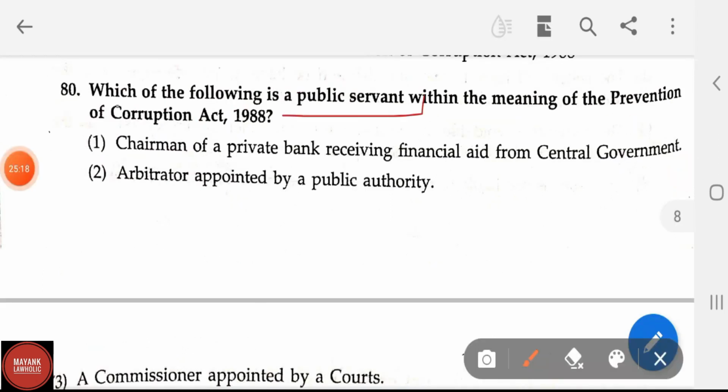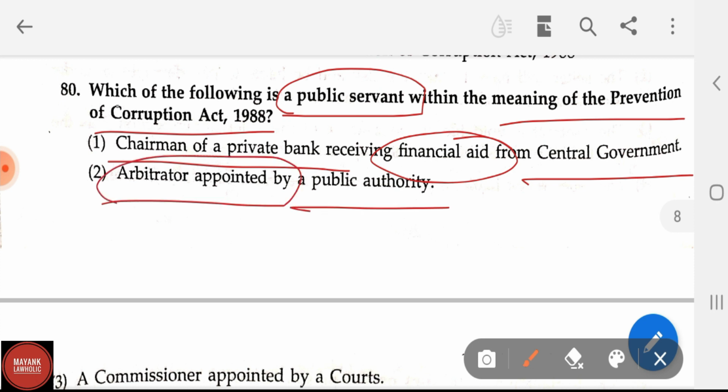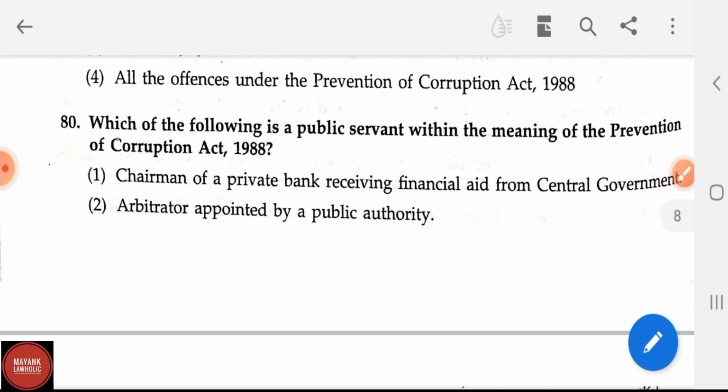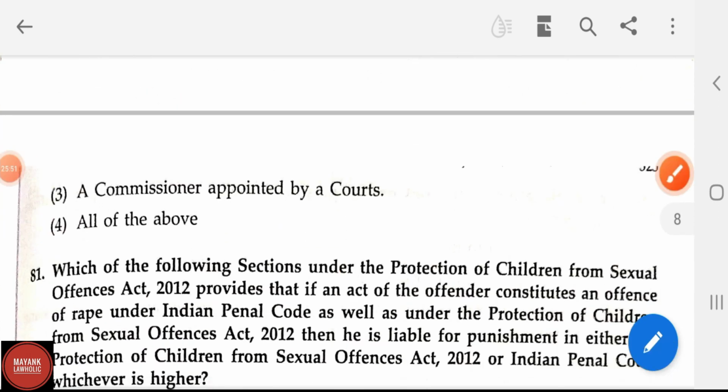Which of the following is a public servant within the meaning of the Prevention of Corruption Act 1988? Option 1, chairman of a private bank receiving financial aid from central government. Option 2, arbitrator appointed by a public authority. Option 3, a commissioner appointed by courts. And option 4, all of the above. In this question, all of them are public servants in relation to the Prevention of Corruption Act 1988. In IPC Section 21, public servant is defined. Now let us see question number 81.